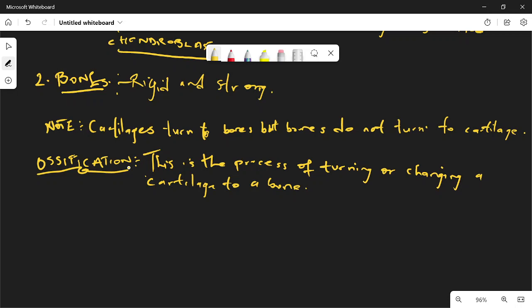I said it earlier on that cartilages, they are flexible but firm tissues. So they have a softer texture than the bones, but they are not as rigid as a bone is. So before I quickly go to explain what bones are, let me quickly talk about the three types of cartilages that we have.